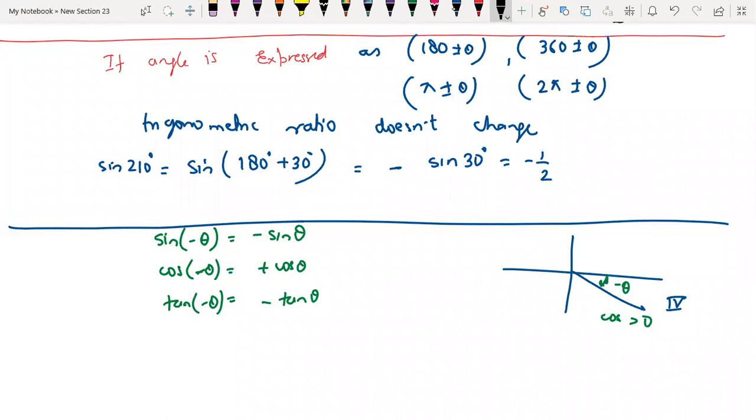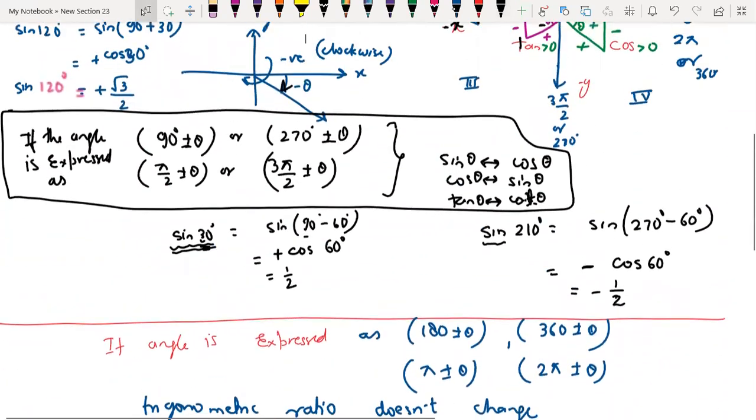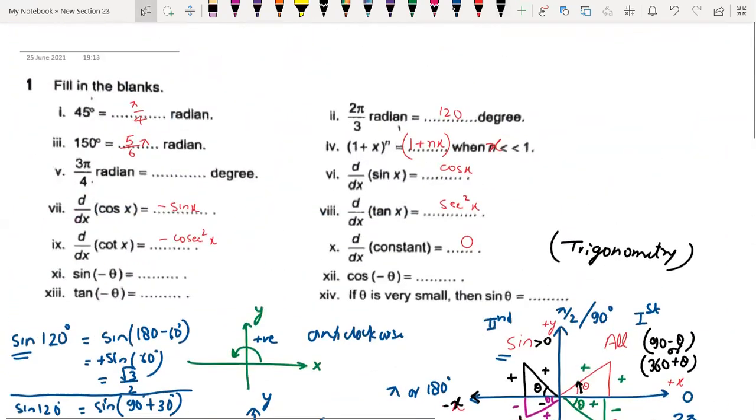Now using these, let us do the fill in the blanks above that we were solving. Sine minus theta is minus sine theta. This is in the fourth quadrant. In the fourth quadrant, cos is positive and tan is minus.